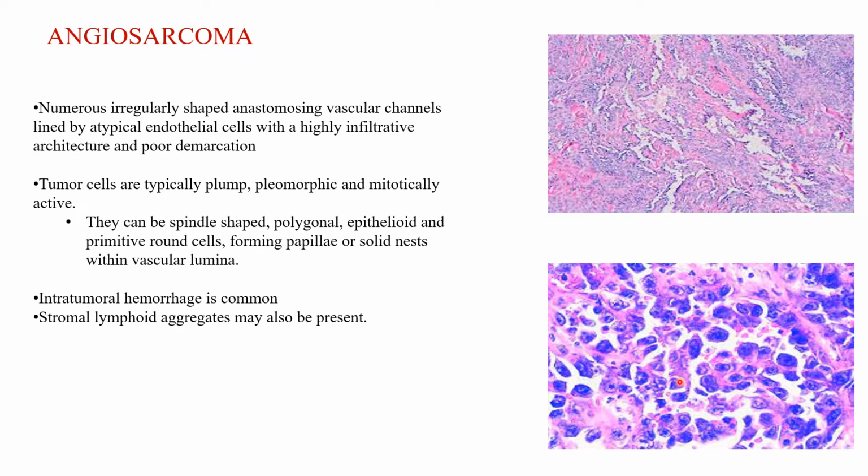Tumor cells are typically plump, pleomorphic and mitotically active. They can be spindle-shaped, polygonal epithelioid and primitive round cells forming papillae or solid nests within vascular lumina as seen here. Pleomorphic cells are seen in this type of angiosarcoma. Intratumoral hemorrhage is common. Stromal lymphoid aggregate may also be seen.